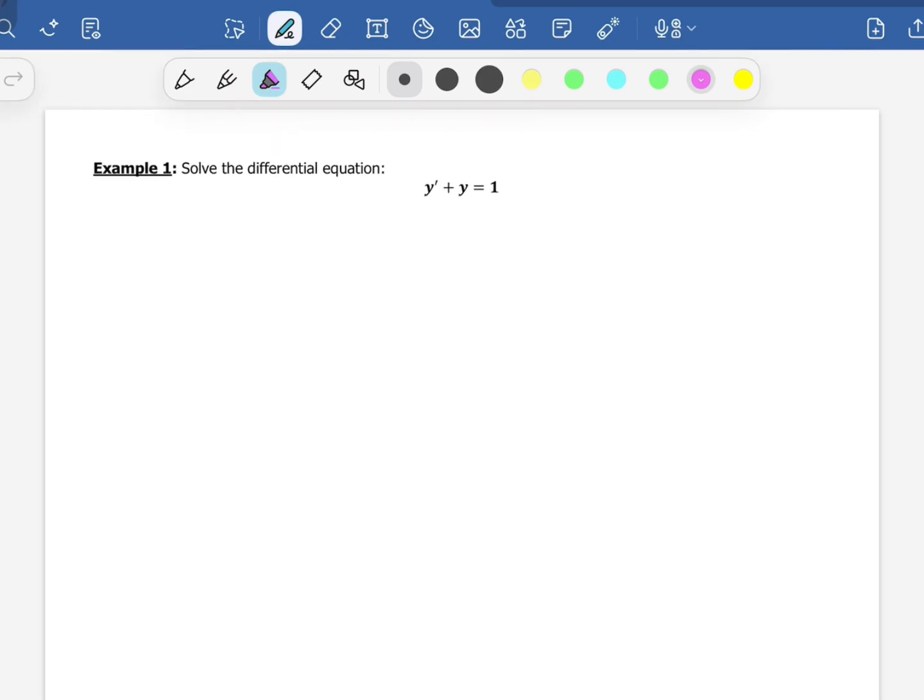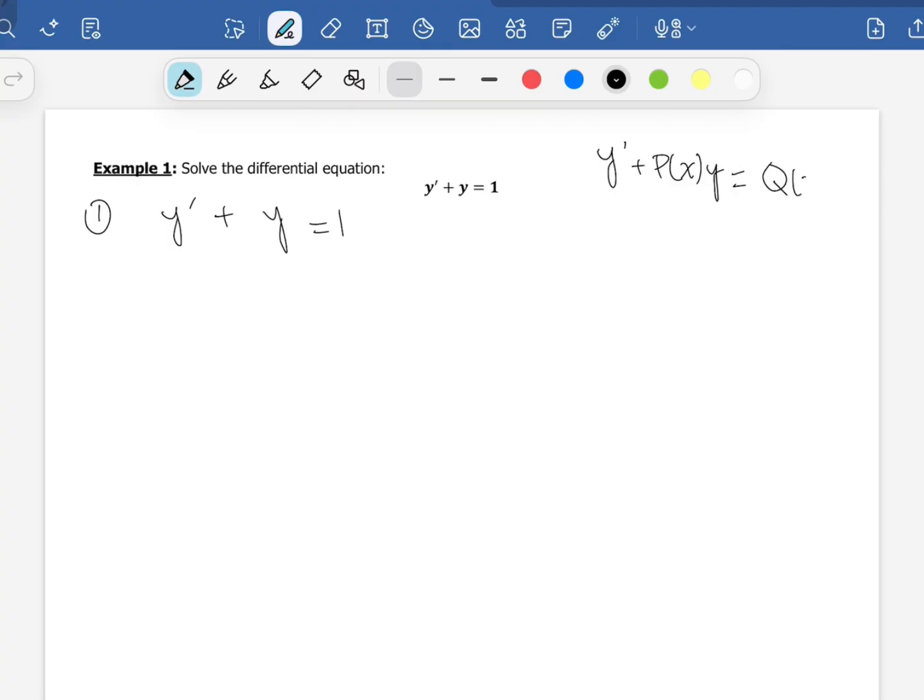Okay, so let's follow the 6-step procedure for example 1. First, is this equation in standard form? Is y prime plus y equals 1 in standard form? And as a reminder, the standard form is y prime plus p of x y equals q of x. So we see that this is already in our standard form, but you might be thinking, wait, I don't see any p of x's or q of x's. There's no x here.